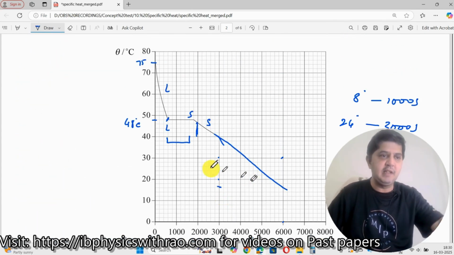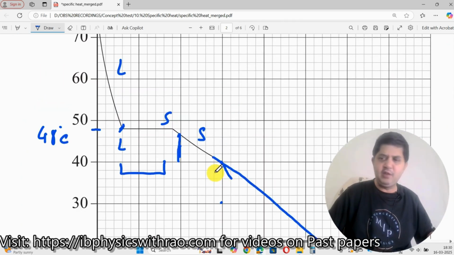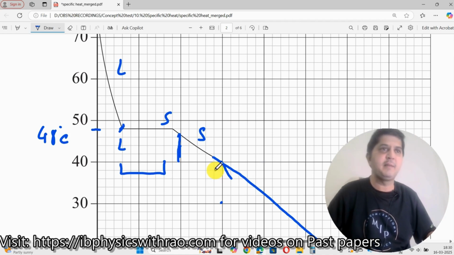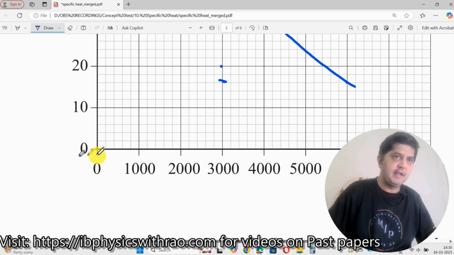That is too small. Let me just zoom in to get it correctly. Now we need to find out the thermal energy at 600 seconds. 600 seconds is where? It's here. 1, 2, 3. This is 600 over here.